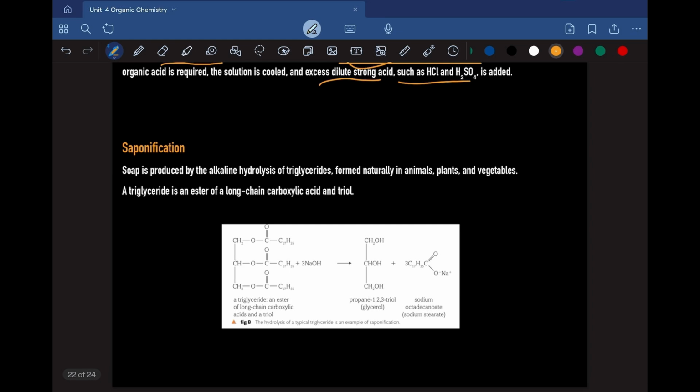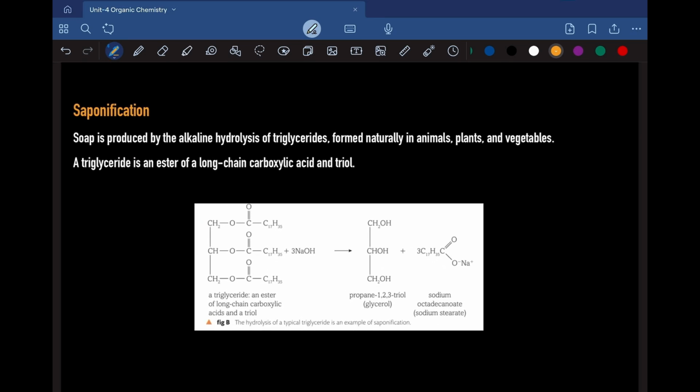Now we have to understand about saponification as well. Saponification is the process by which we actually produce soap. This is very common in our day to day lifestyle because we all bath using soaps, right? So basically soap is produced by the alkaline hydrolysis of triglycerides.